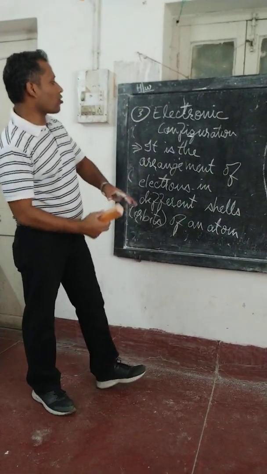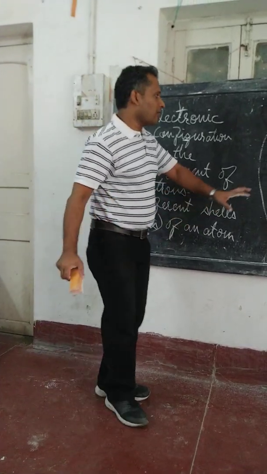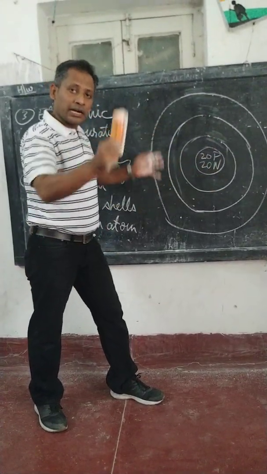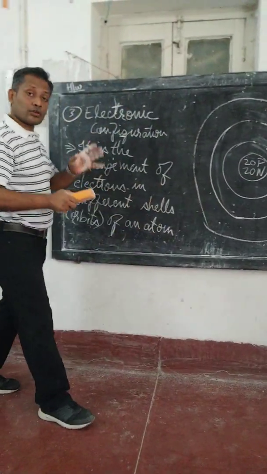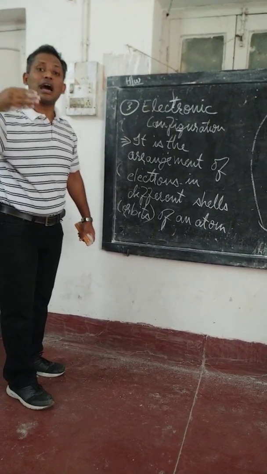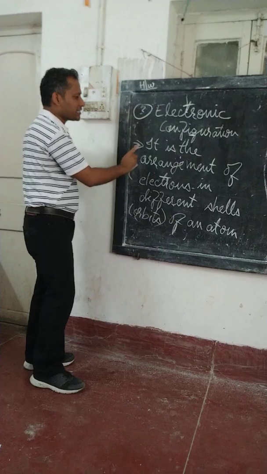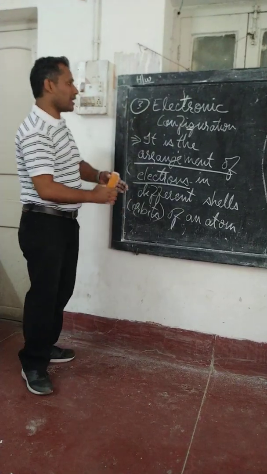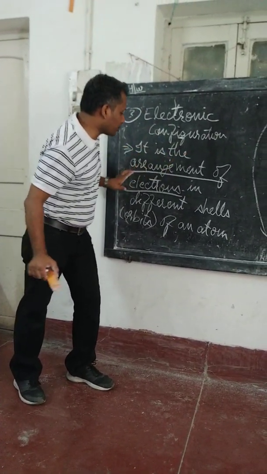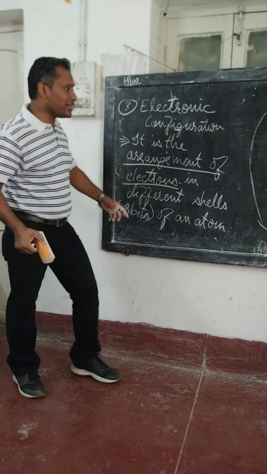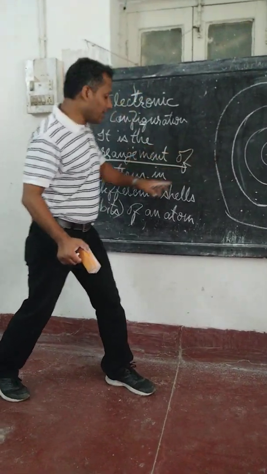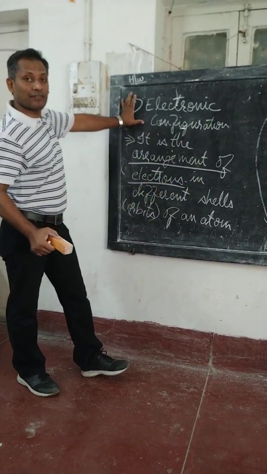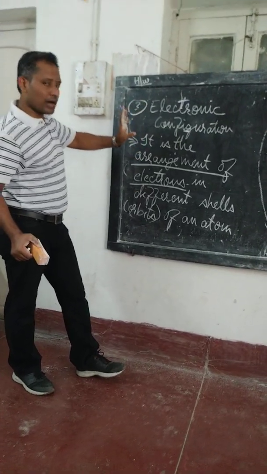So what is the definition of electronic configuration? It is the arrangement. How do you arrange? For example, in the first shell, how many electrons can you put? In the second shell, how many electrons can you put? Third shell, how many electrons can you put? The number of electrons you put in different shells is called the arrangement of electrons. So what is electronic configuration? Remember the keyword: arrangement of electrons. Where do you arrange it? In shell number 1, shell number 2, shell number 3. So it is an arrangement of electrons in different shells. Remember this definition. I have given you all the notes, so go through the notes and understand this definition.